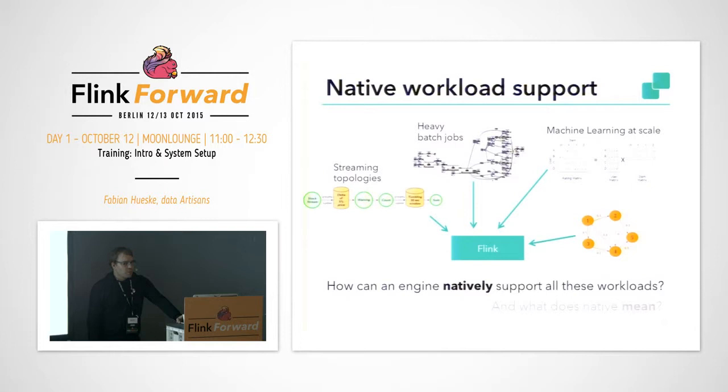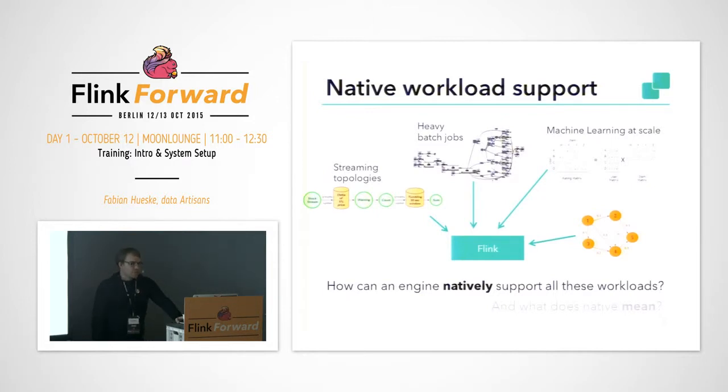Flink supports very different workflows and very different workloads in a native way. And these are, for example, streaming data processing, heavy batch jobs. We do analytics on graphs, and also machine learning. And the question is, what does it really mean that we operate on these applications natively? I'll give you a few context examples.